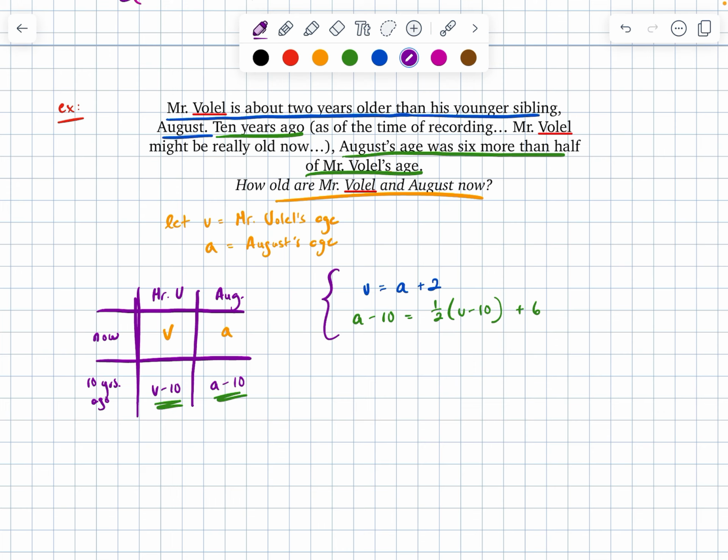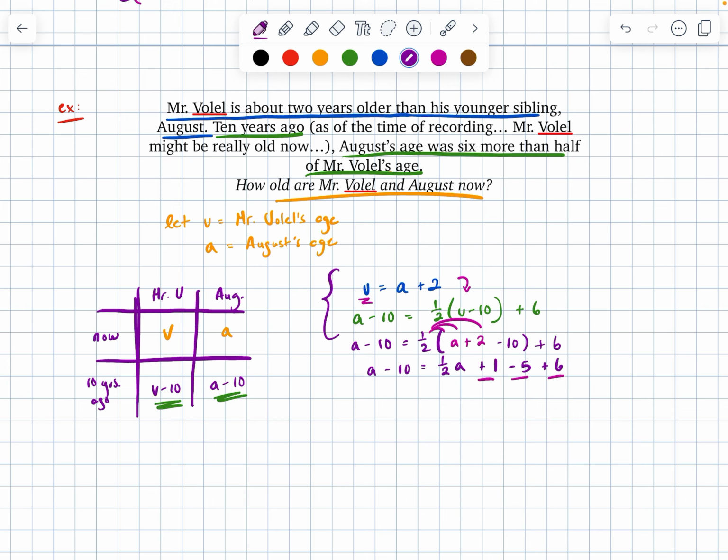From here, I have a nice V by itself here, so I'm going to choose to do some substitution. So in the bottom equation, every time that I see a V, I'm going to replace it with A plus 2. So we've got this new substituted equation. From here, let's simplify. I'm going to distribute that 1/2 to each of the terms in my parentheses. So this would become A minus 10 is equal to half A plus 1 minus 5, and then I've got my plus 6 at the end.